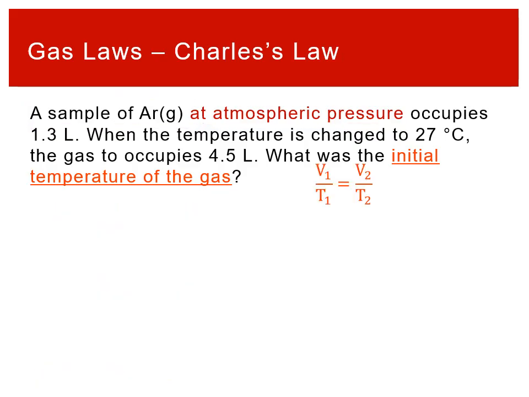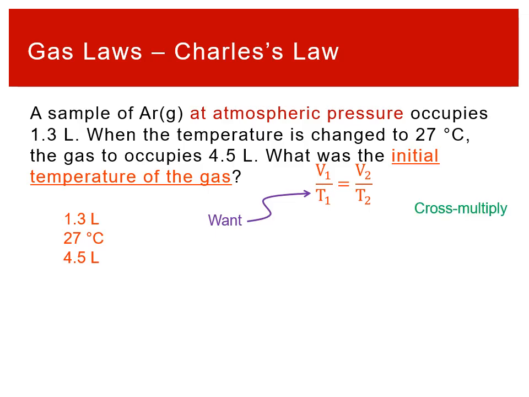So we start with the equation for Charles's law. And we just said that what we wanted was T1, right? That's the variable we want. So we should expect to have 3 other pieces of information: V1, V2, and T2. We need a value for all of our other terms. So we're given the 1.3 liters, 27 degrees Celsius, and 4.5 liters. Those are going to fill all my other points.